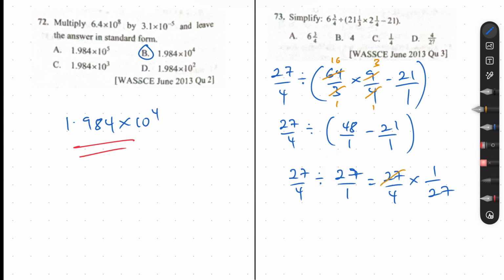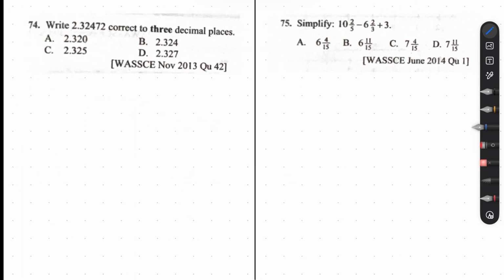27 cancels out 27. What are we left with? 1 over 4, and that is our answer. Do you have 1 over 4? Yes, we have 1 over 4, which is C. As I mentioned, just put it in the calculator and you are done. Cool. Let's move on to question number 74. Question number 74 says, write this correct to 3 decimal places. So we just need to write it down.